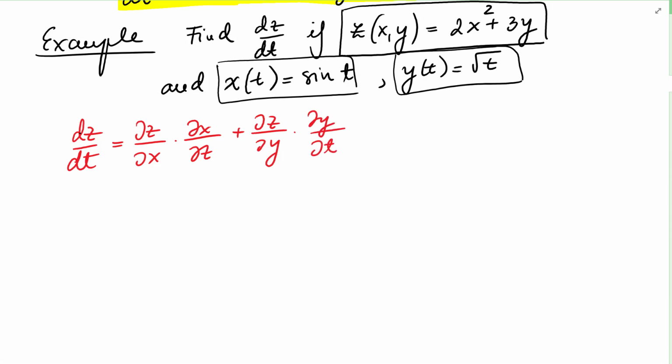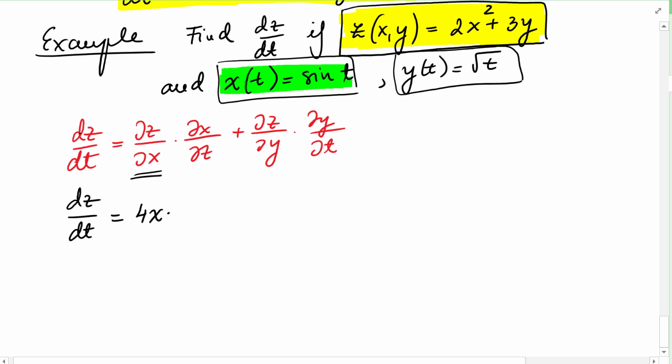So let's begin. So dz/dt equals dz/dx. So we look at the function z of x,y, and we differentiate it with respect to x, which means y is a constant. So 2x squared prime is 4x times, so we did this piece, dx/dt. So we go to the x of t function and we differentiate with respect to t. So sine of t prime is cosine of t.